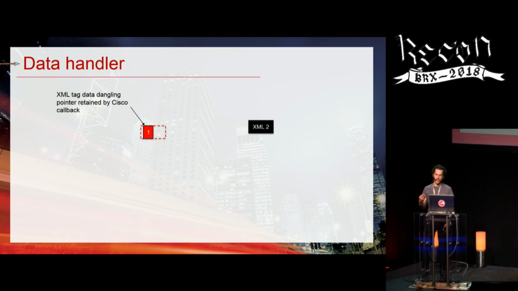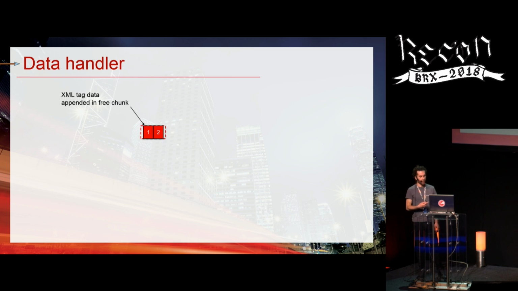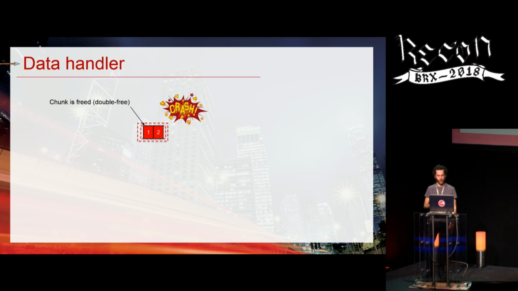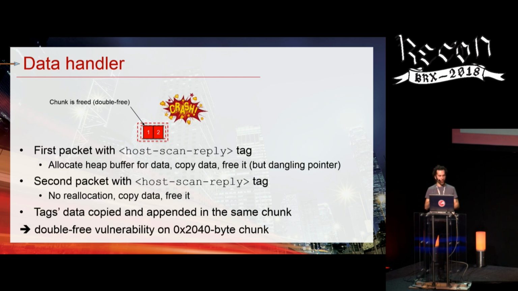And then we send the second XML packet. And because of the dangling pointer, it's going to actually append the data in the same chunk, even though it's free. And then it's going to free the same chunk again, resulting in a double free vulnerability. The interesting thing to remember is that we're working on a 2,000 byte chunk, which is static for the remaining part.